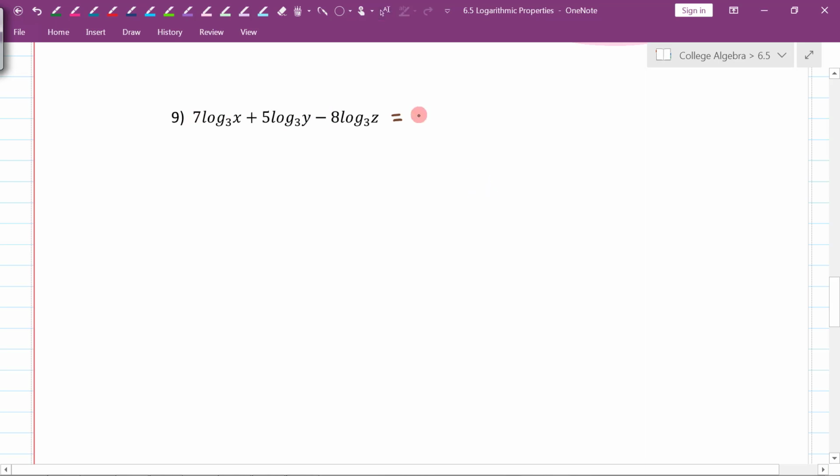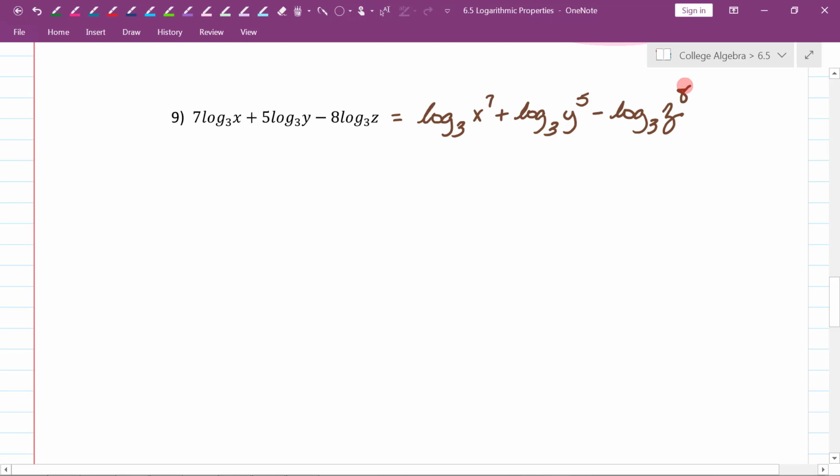So we're going to first bring up our power. So this is going to become log base 3 of x to the 7th plus log base 3 of y to the 5th minus log base 3 of z to the 8th.